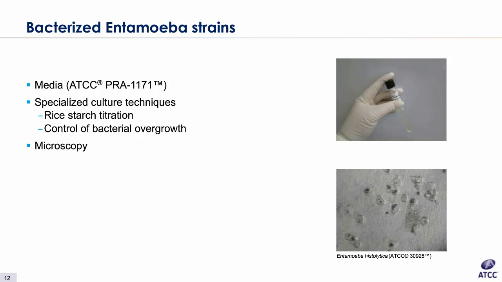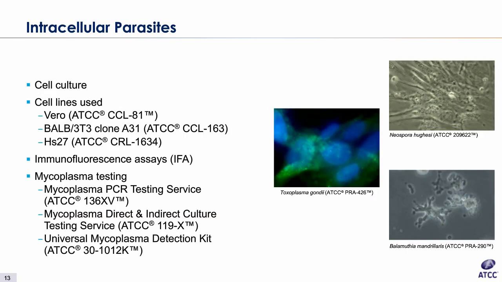We also have quite a few intracellular parasites among our accessions, and in order to work with these, of course, you must know the basics of cell culture and how to culture the cells. We have a number of cells that we regularly use. As some examples, we have the Vero cell, CCL-81. We have this Balb/3T3 clone, CCL-163. And we have these fibroblasts, Hs27, ATCC CRL-1634.